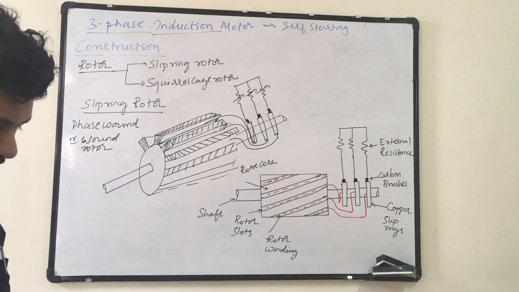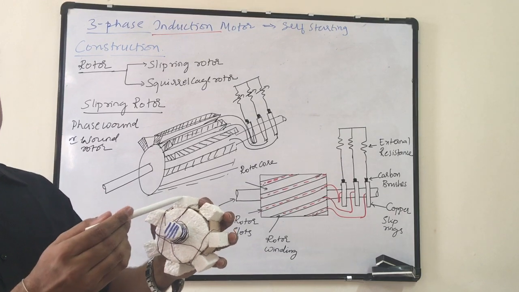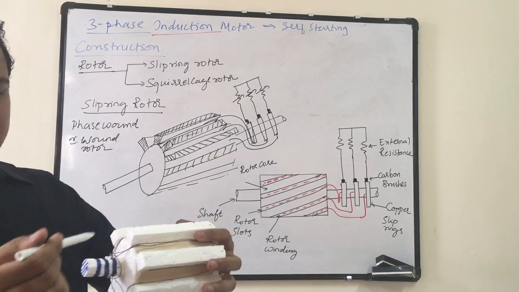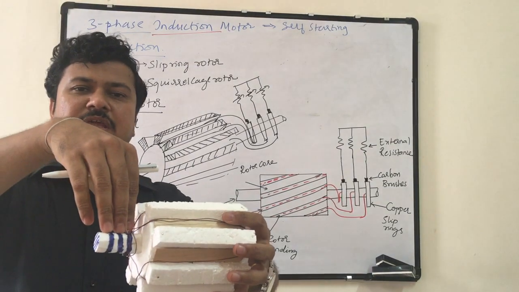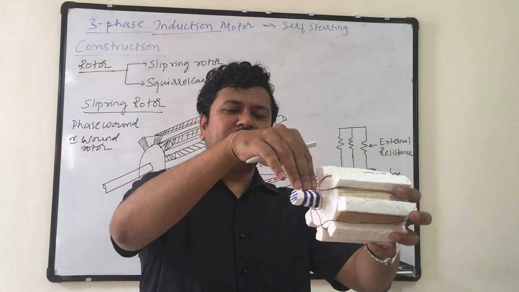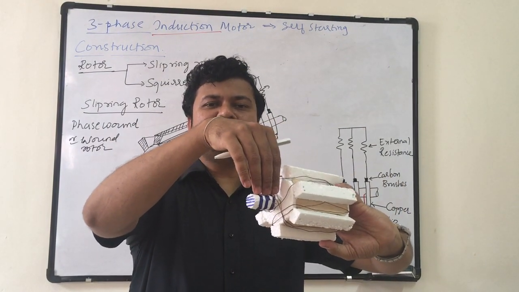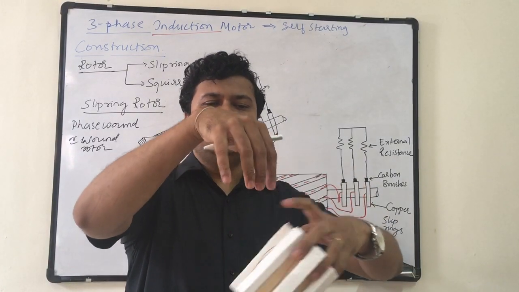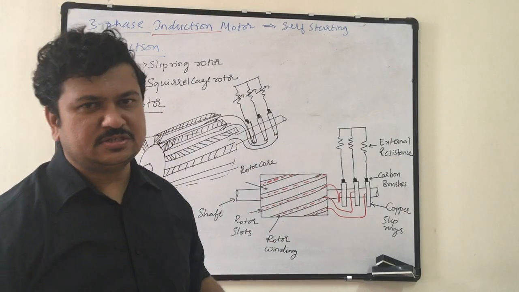So this is rotor core, rotor slot, rotor winding, shaft, slip rings. Upon these slip rings I get 3 brushes. So whenever the rotor rotates, my 3 brushes will be intact at their place. They simply slide over the rotor, and these 3 brushes are connected with external stationary resistances.